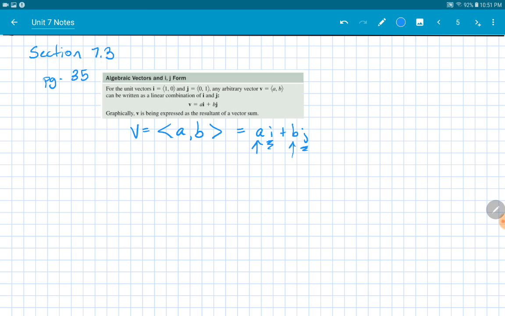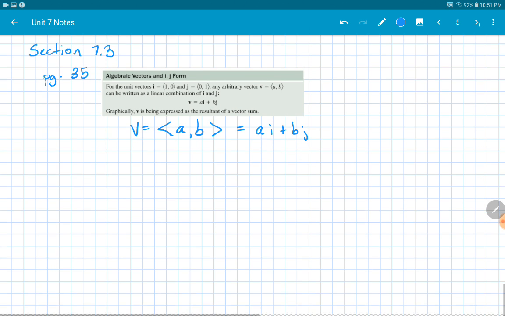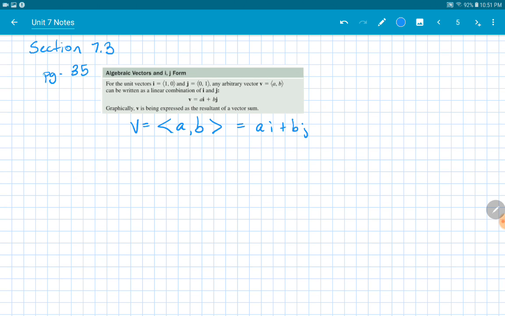We're saying we go a units in the i direction, which is horizontal, and b units in the j direction. So our linear combination is ai plus bj. For example, if it was like 5i and 3j, I go 1, 2, 3, 4, 5 i's and 3 j's, and that gets me my vector.